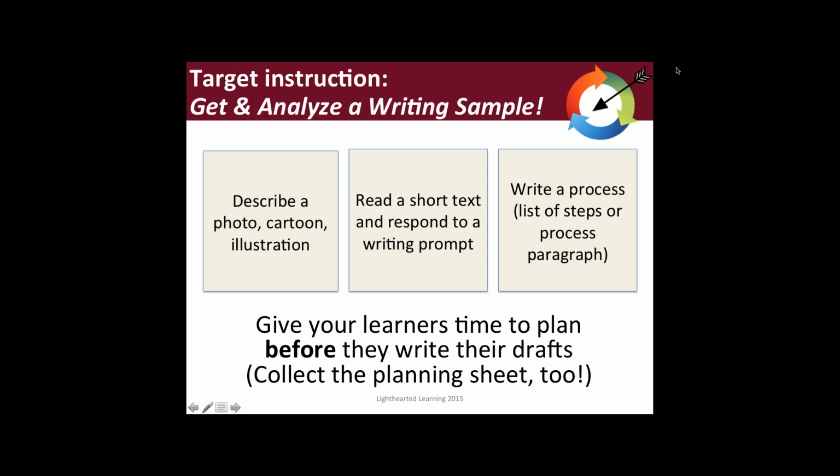Now, one of the ways that we can make this happen really effectively is to target instruction for our learners. We need to know what they can and can't do. So get them to write a writing sample. It doesn't matter how they spell. It doesn't matter whether they use punctuation. You just want to see something that gives you an idea of how or if they can write.